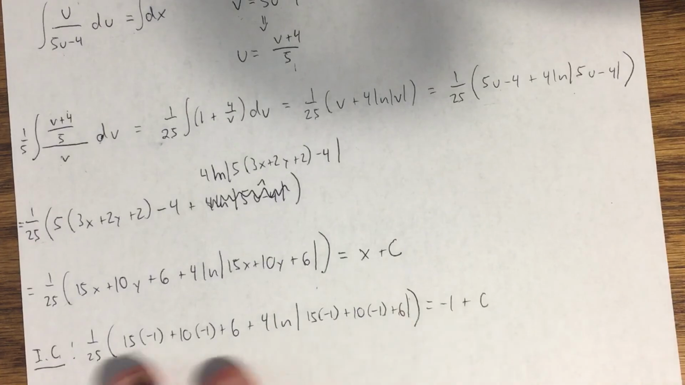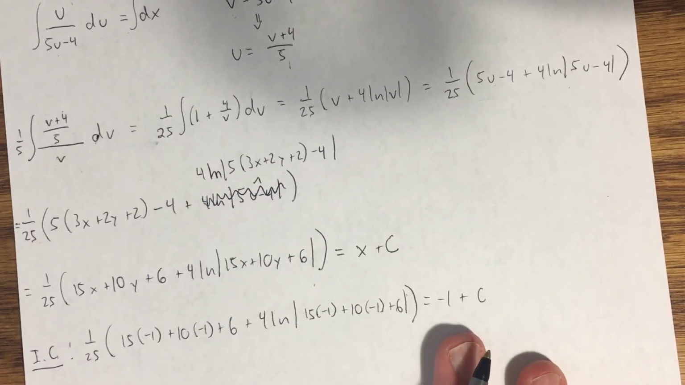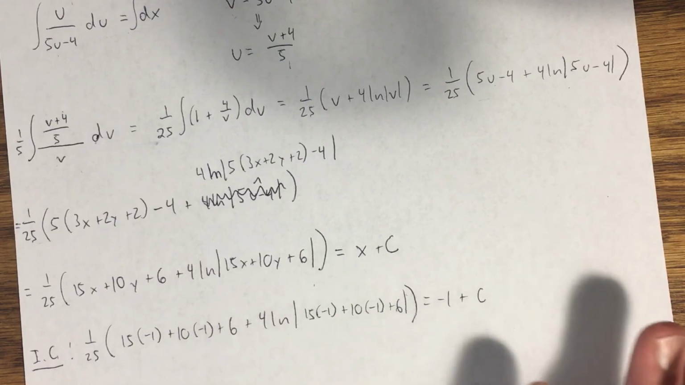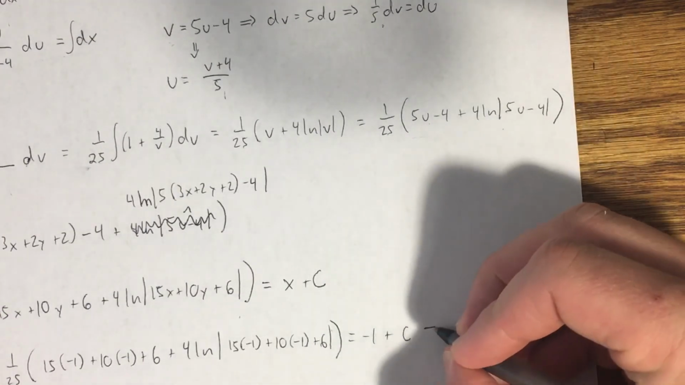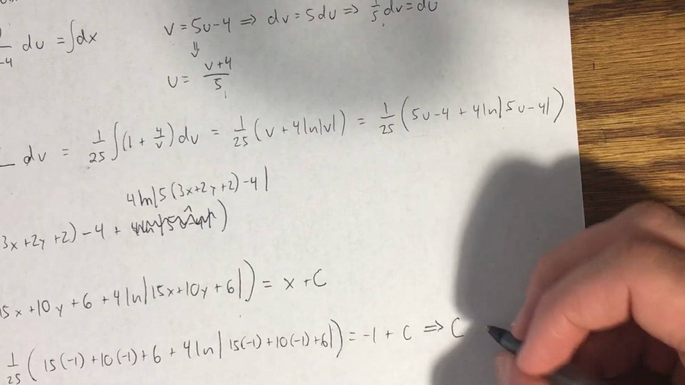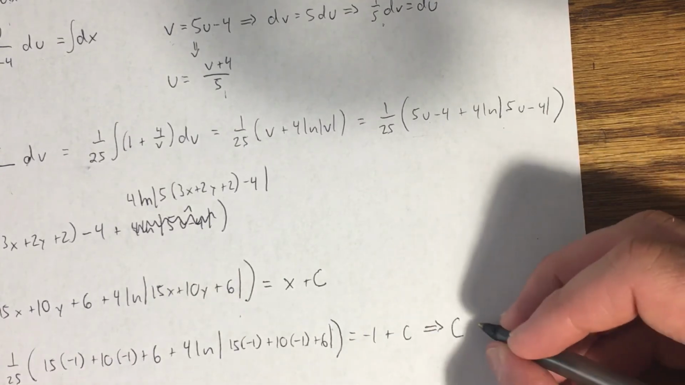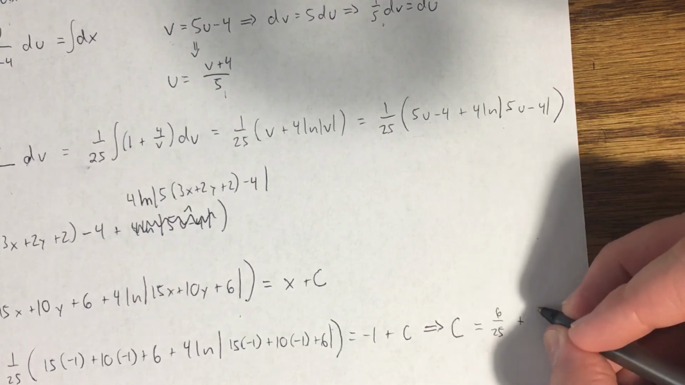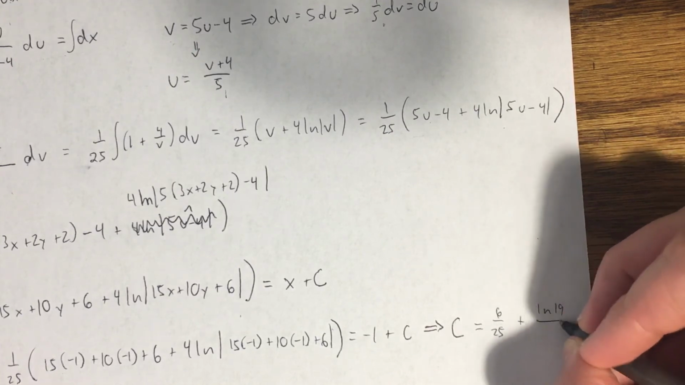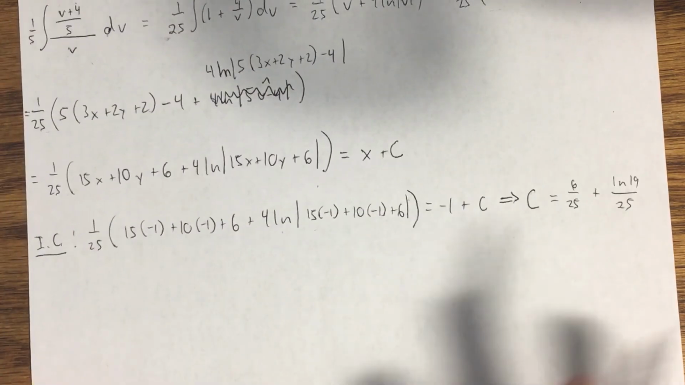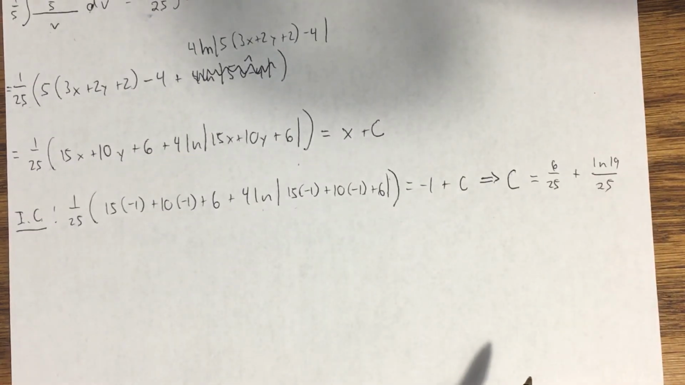There's a lot to solve here, right? There's a lot of arithmetic. I'm going to skip all of that arithmetic for the sake of time. I know that you're able to do that. So solving for c, we end up with c equals 6/25 plus the natural log of 19 over 25. The natural log of 19 is going to come out of this part, and I'm not going to plug that into a calculator. I just want to leave it in terms of the logarithm there.